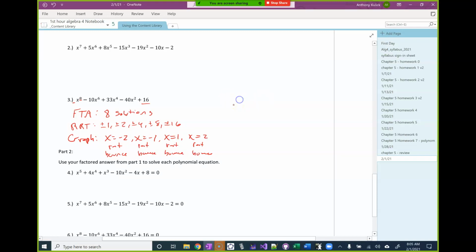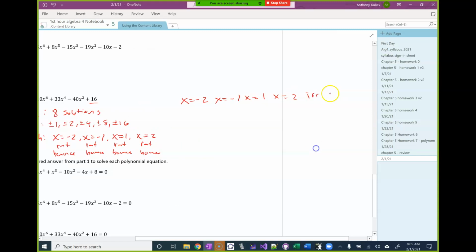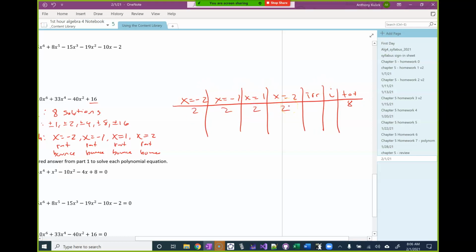The total has to be 8 because there are 8 solutions. And since each one of these was a bounce, I know the minimum number of times a bounce can occur is 2. I noticed that all of the x-intercepts I saw were rational, so I have no irrational roots. And if I add up what I have in the table, 2 plus 2 plus 2 plus 2 is 8, leaving me no room for imaginaries, or really no room for something else to happen. So I know that this is how it's going to factor. I just have to confirm that now using my synthetic division.